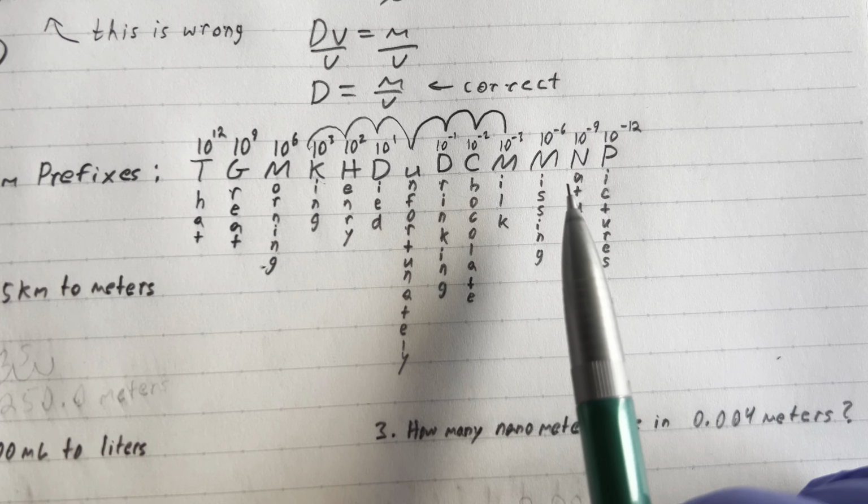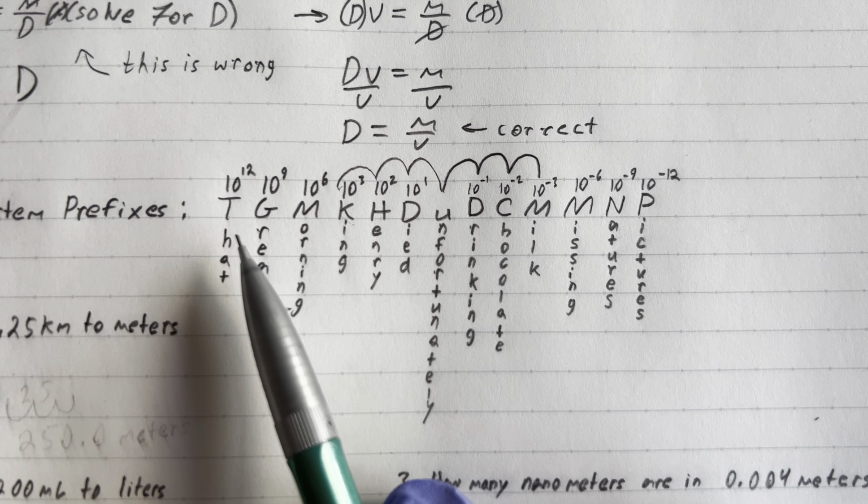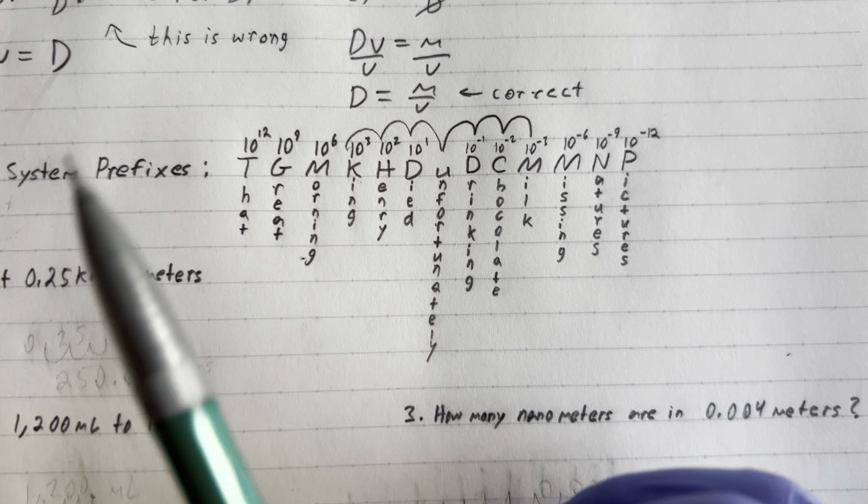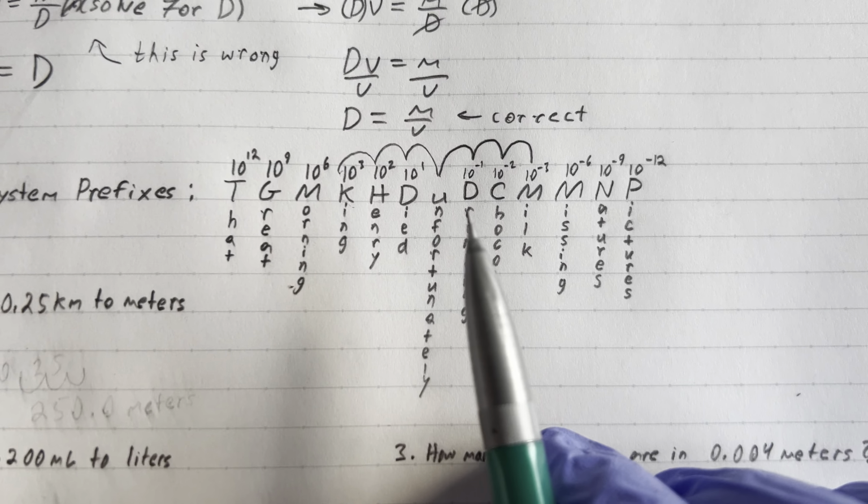So this one right here is deca, this is hecto, this is kilo, this is mega, this is giga, and this is tera, I'm pretty sure. So basically, once you're able to memorize that and you're able to memorize what power of 10 correlates to each one of these letters, you're pretty much all set.